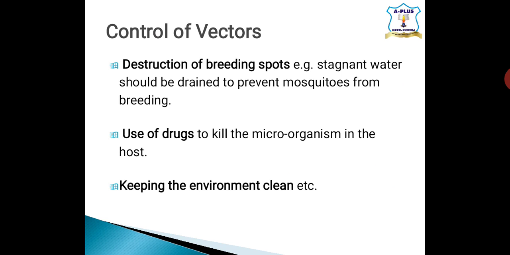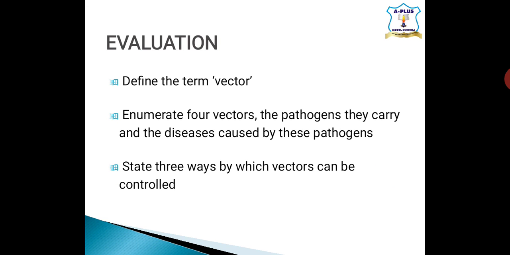Use of drugs to kill microorganisms in the host. You can use drugs, and that's why they ask you to deworm sometimes. You take drugs that will kill the worms inside your body system. All these are ways to control vectors. Keeping the environment clean. Make sure your environment is free from bushes and waterlogged areas, and all refuse is burnt in an incinerator. So all these are ways in which you can control vectors.